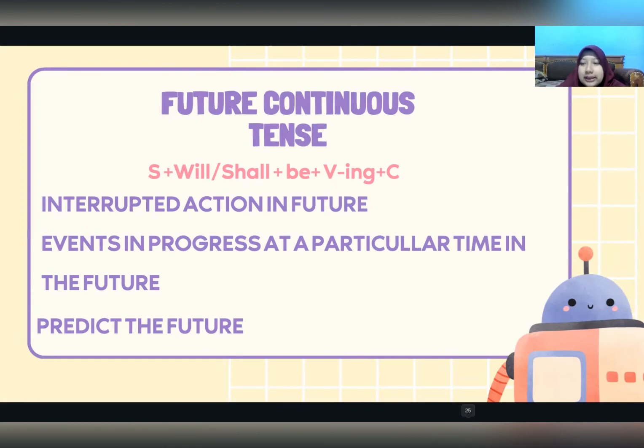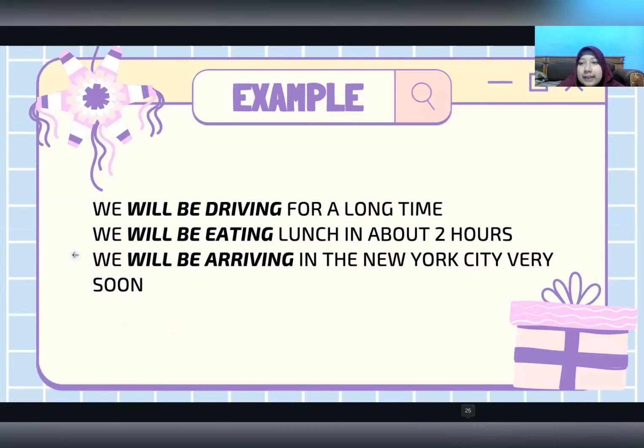The example that I got from the video that I have analyzed, This Land Is Your Land, I get examples for future continuous tense. Yes, I have three examples. First, we will be driving for a long time. We will be eating lunch in about 2 hours. And the last example is we will be arriving in New York City very soon.